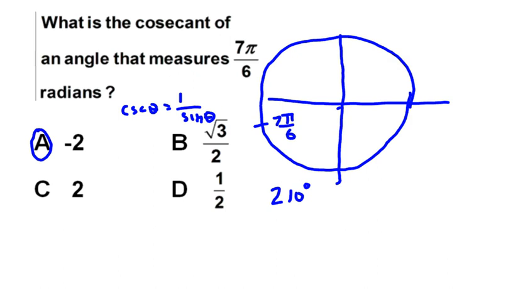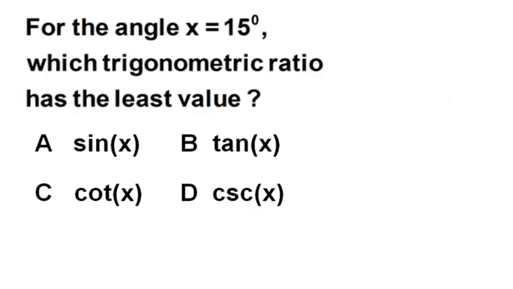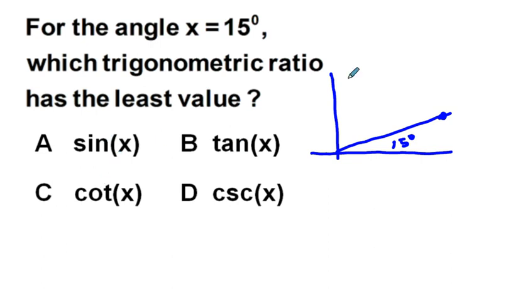Okay, next. The angle x equals 15 degrees, which trigonometric ratio has the least value? If we just look here, this is in quadrant one, an acute angle. If we go up here and have 15 degrees, okay, so right here, our cotangent, we're going to have a certain value here. We're going to have an opposite, and I don't know what it is yet. We're going to have an adjacent.